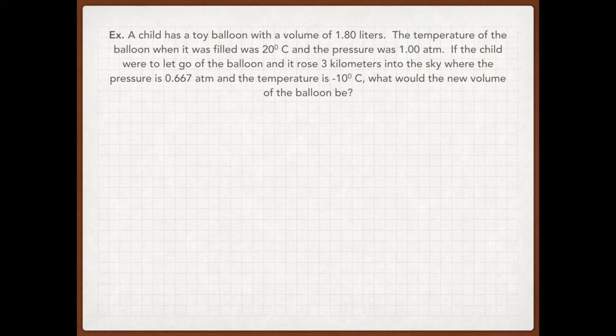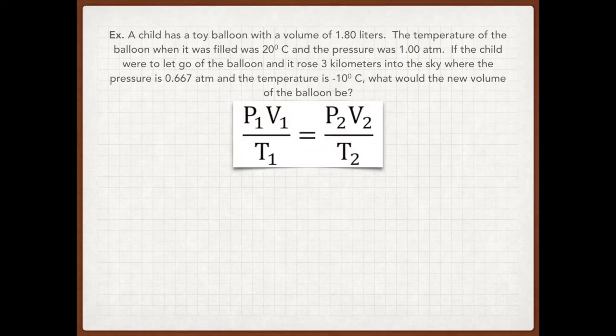so we know my pressure has changed. The temperature goes from 20 degrees Celsius to negative 10 degrees Celsius. There's my second variable that has changed. What is the new volume? So all three variables are going to change. Therefore, I know I need to use my combined gas law. So I'm going to use P1 V1 over T1 equals P2 V2 over T2, and I'm going to plug in all the values that I know.